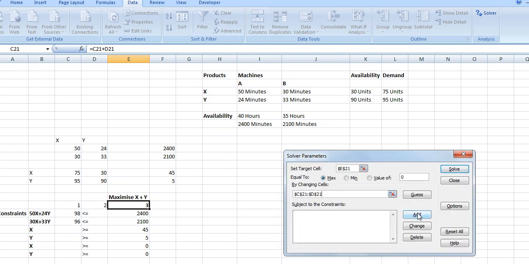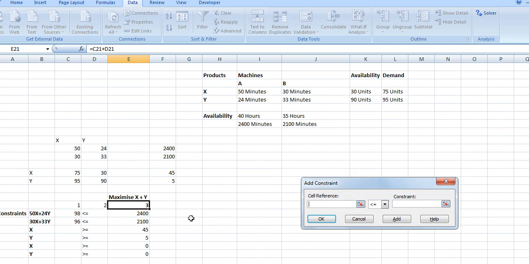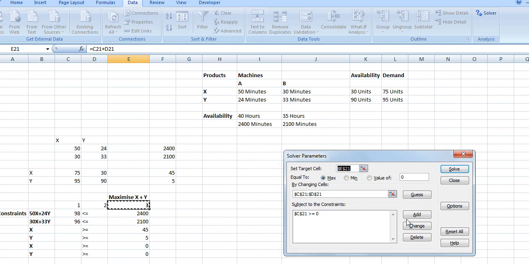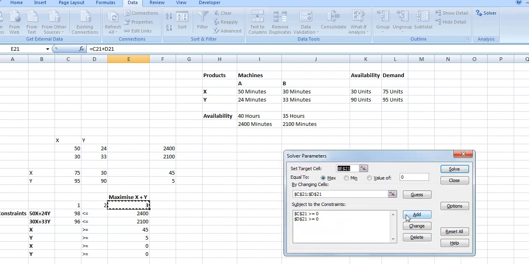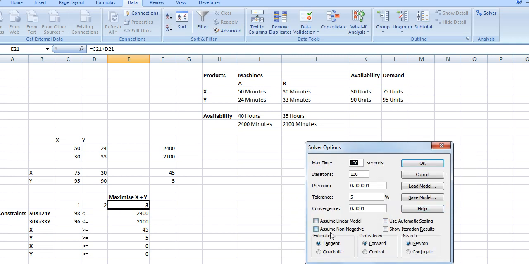We'll add the constraints. The first constraint is this X should be greater than or equal to 0. Then we add another constraint, Y should be greater than or equal to 0. Generally we add these two constraints to be non-negative. We can also add non-negativity using this option, assume non-negative.